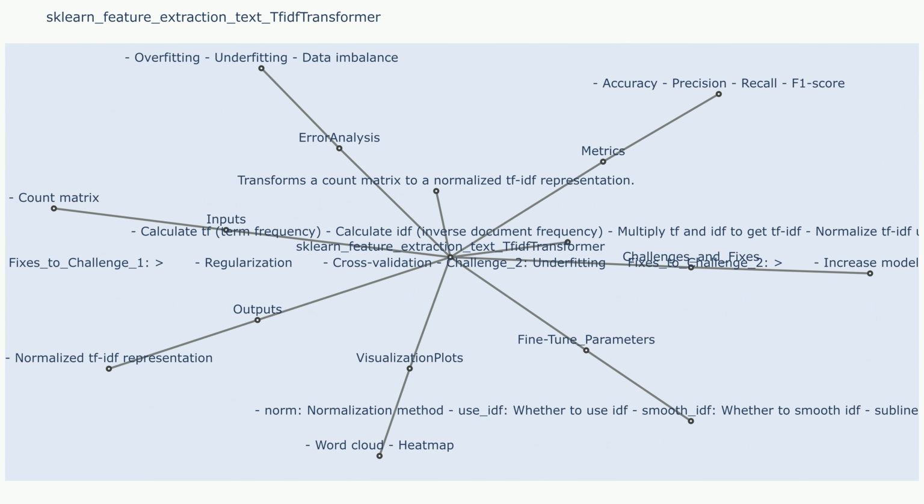Fixes to Challenge 2: Regularization techniques. Techniques like L1 or L2 regularization can help prevent overfitting by penalizing large weights in the model. Cross-validation. Divide the data into training, validation, and testing sets to evaluate the model's performance on unseen data and adjust the model accordingly.